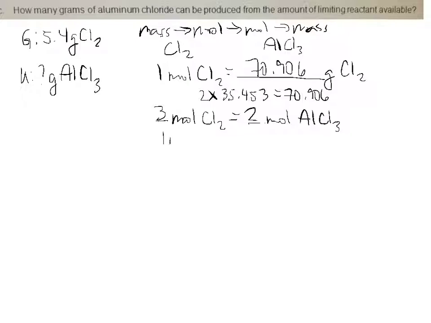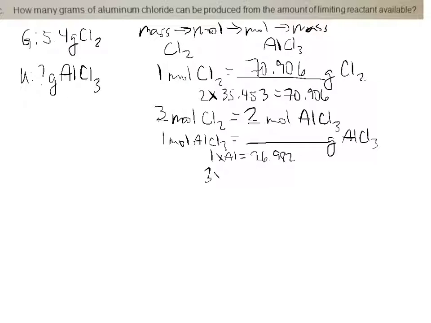And then the last conversion we need to make is to go from moles to mass on aluminum chloride. So that's another molar mass. So we have 1 mole of aluminum chloride equals blank grams of aluminum chloride. And you have to calculate this. You have 1 aluminum, and aluminum has a mass of 26.982. And we have 3 chlorines. So 3 times 35.